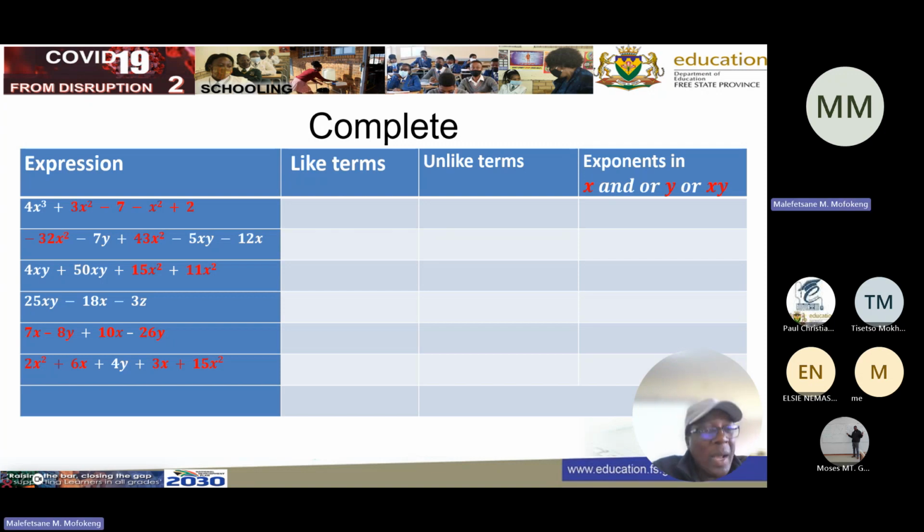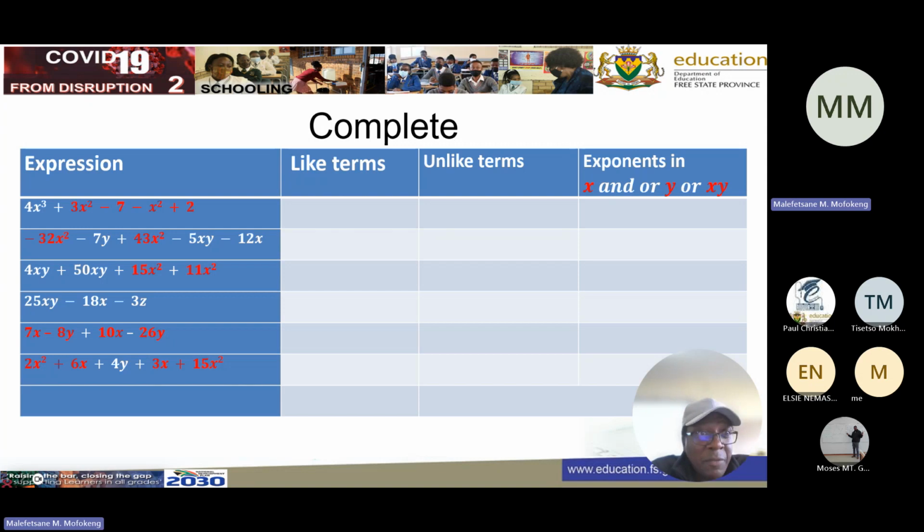The highlighted ones are all like terms, which are 3x squared, minus 7, minus x squared, and 2. Remember, like terms can be added and can also be subtracted. Don't be confused by the minus 7 and plus 2. We will explain that in the next lesson.